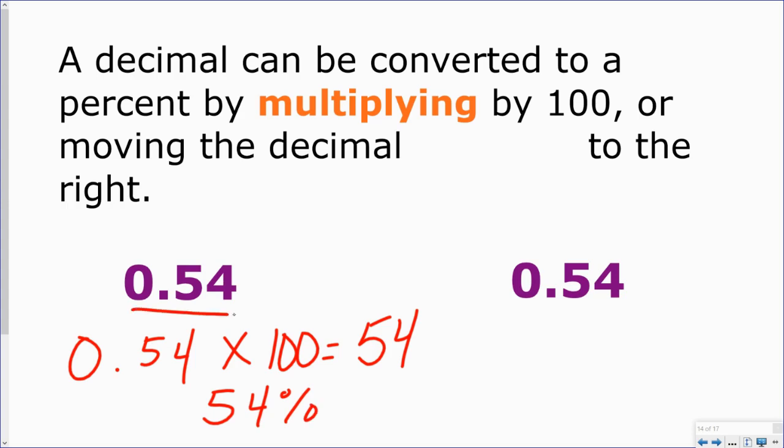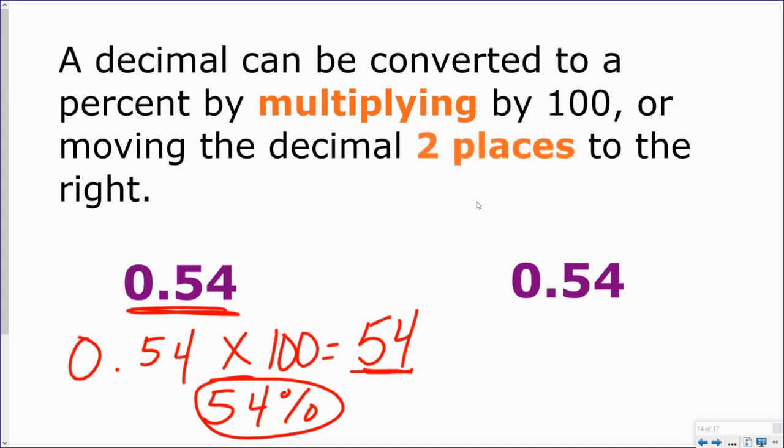So whatever I get when I multiply this times 100, I get this number, and that number becomes my percent. Or moving the decimal two places to the right. So here I have my decimal. So I go once, twice, and that makes the number 54. So again, my percent is 54%.